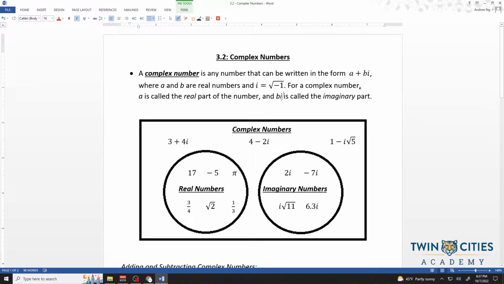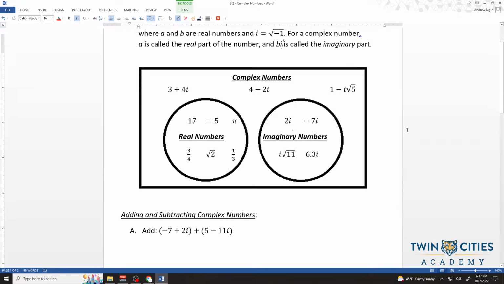The same is true with imaginary numbers. We know that 2i is an imaginary number and -7i is an imaginary number. Well, I could rewrite these as 0 plus 2i. Or I could rewrite -7i as 0 minus 7i. And that would fit the form a plus bi.